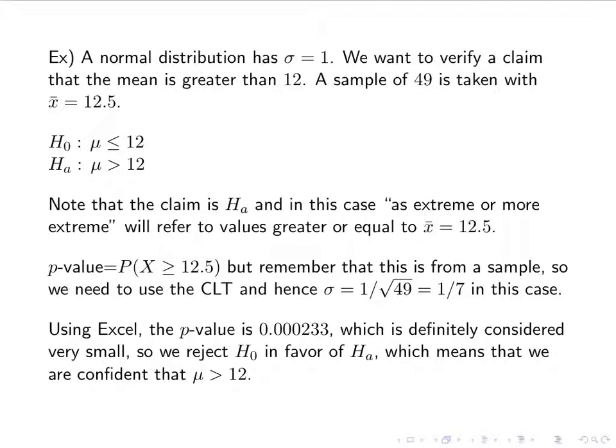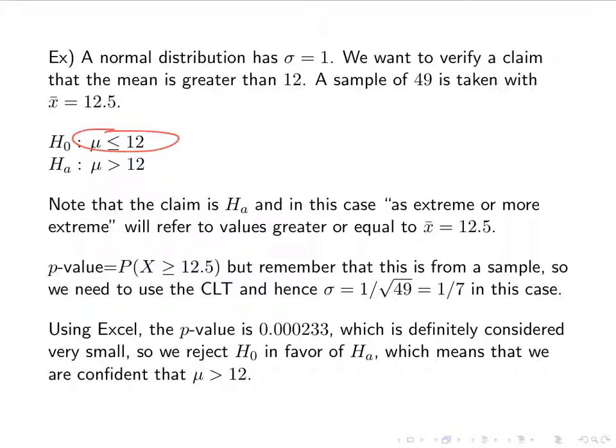So if we do it, we get 0.000233. Under almost any circumstance, this is considered very small. Because of that, again, we say that it's very unlikely that the mean is actually less than or equal to 12. And remember that in the normal curve that we're using, we are assuming the null hypothesis is true, so we're using mu is equal to 12. Whenever we're doing the p-value, we assume equality in the mean for the null hypothesis.